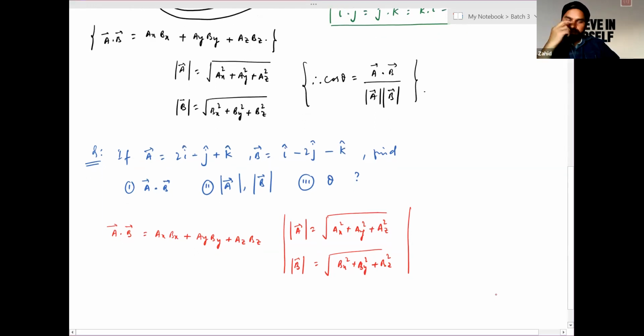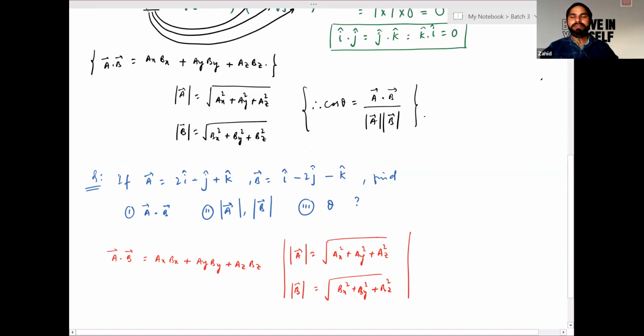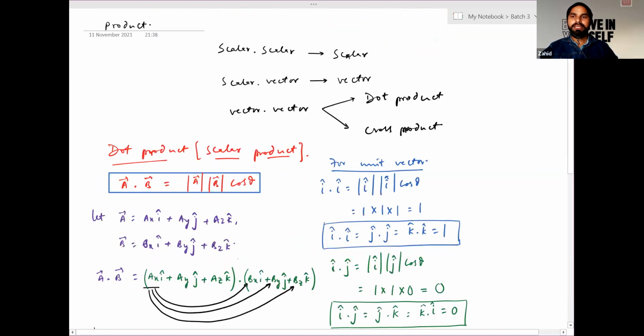So beta, just check your calculation, see the formula. Is there any x component or i component, j component, or k component in this dot product? You will say no. So this is also called scalar product.